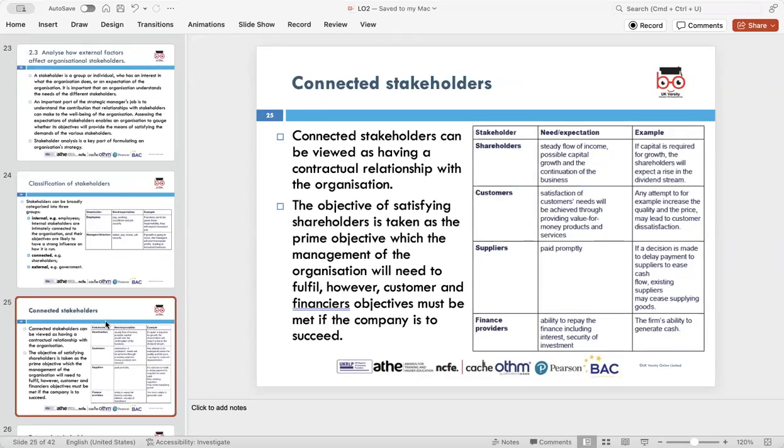Connected stakeholders, who are connected to the organization, can be considered to have contractual connections with the body. When it comes to the management of the organization, the primary purpose that must be fulfilled is to satisfy the shareholders. It is important to note that the firm must also meet the objectives of the customers and financiers in order for it to be successful.